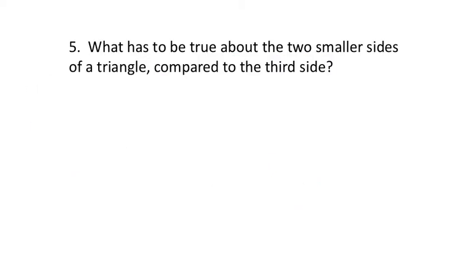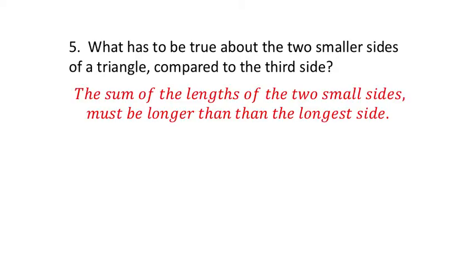So what has to be true about the two smaller sides of a triangle compared to the third side? Well, the sum of the lengths of the two small sides must be longer than the longest side. This is just a different way to say what we said before, but it's saying exactly the same thing. So another thing about triangles real quick.